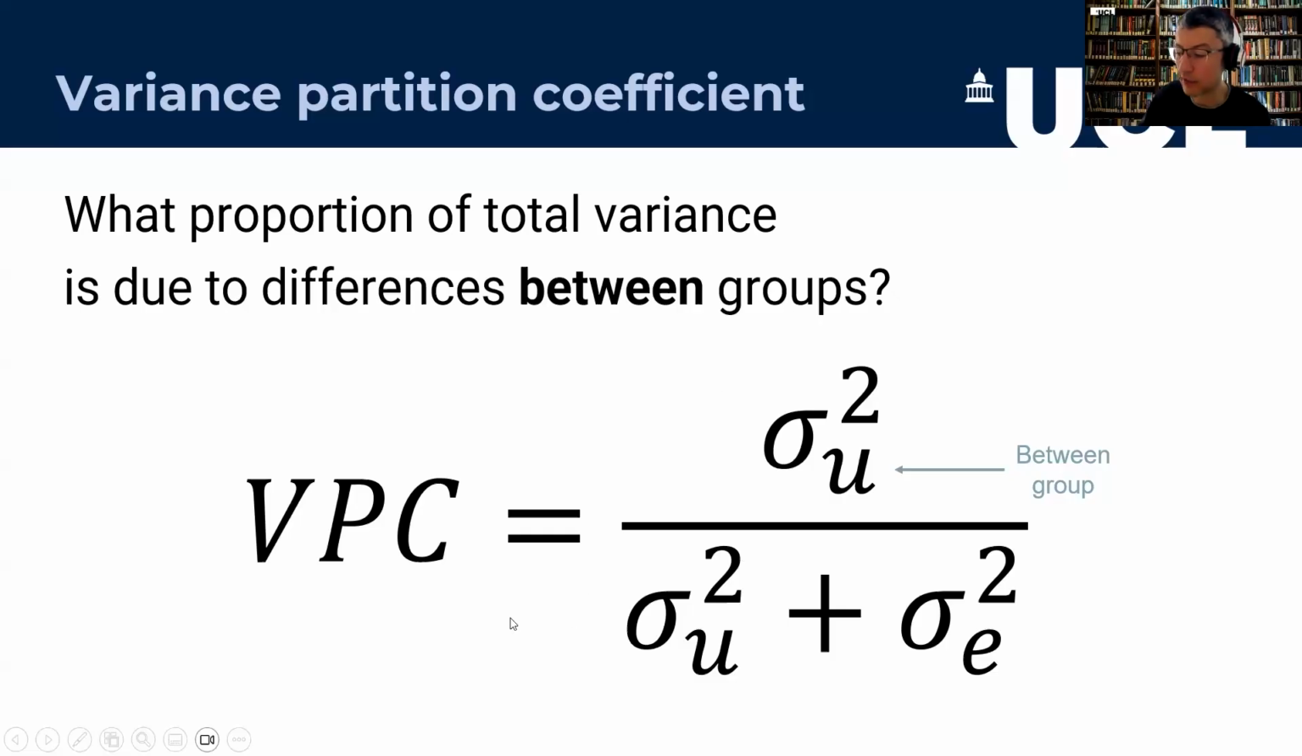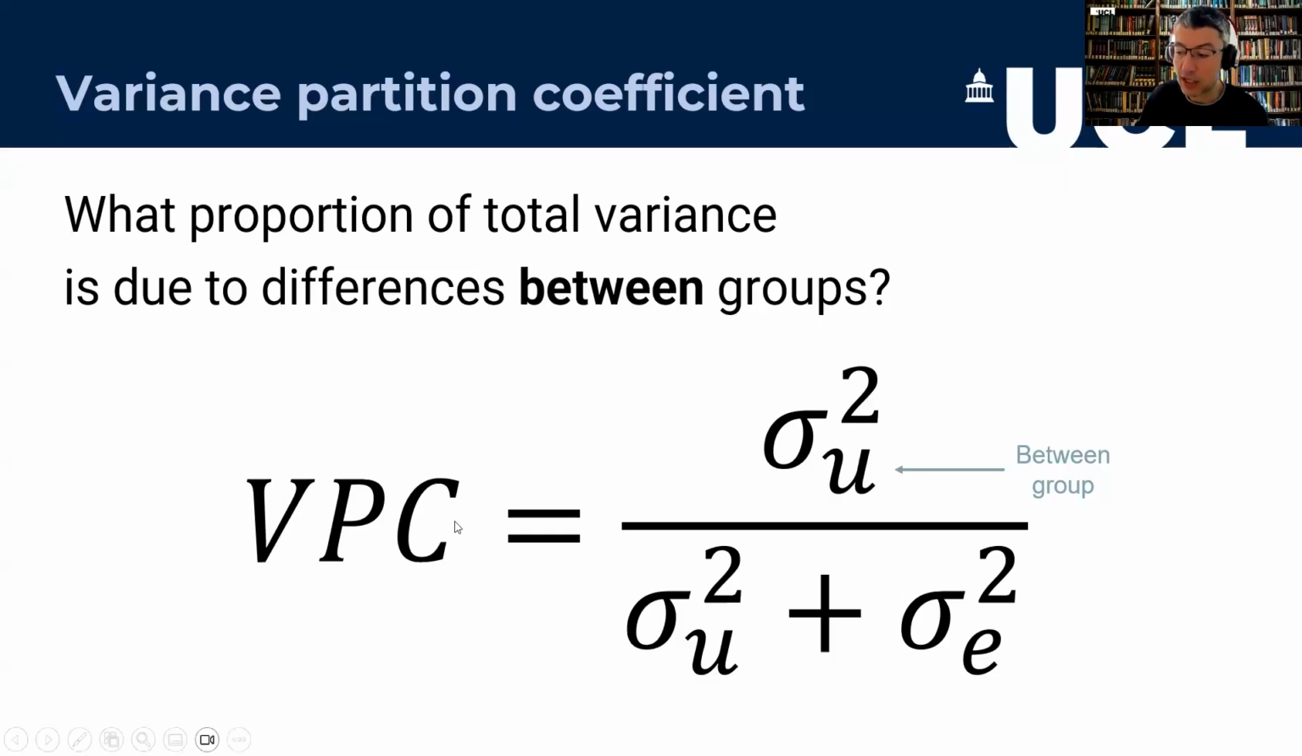So if you remember, the total variance, that is the denominator of this fraction, is given by the sum of the between plus the within country or group variance. And in the numerator, we would actually have the variance observed between groups. This we usually refer to as the variance partition coefficient. It can also be known as the ICC, so the intra-class correlation coefficient.